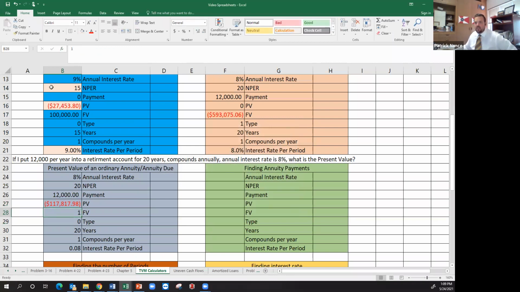Whoops, that's my future value, excuse me. My type needs to be a 1. Notice that makes the present value go up in this case. So that would be the present value of an annuity due, meaning the annuity would be due up front.